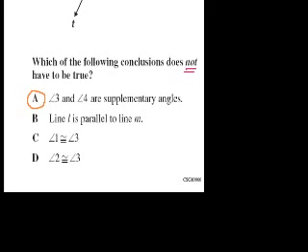Next problem. Let me copy and paste it. Okay.